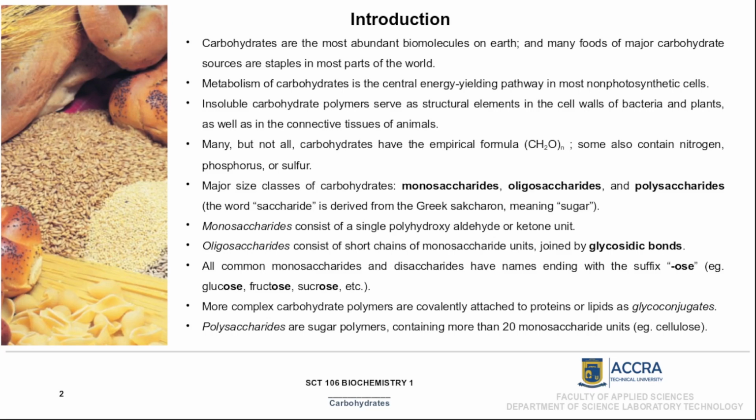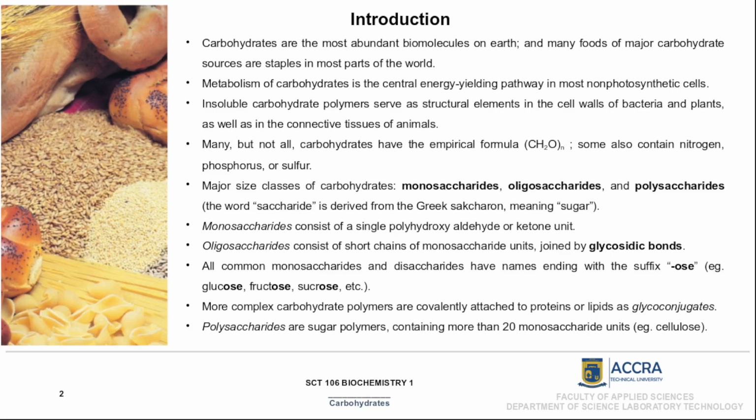Monosaccharides, or simple sugars, consist of a single polyhydroxyaldehyde or ketone unit. The most abundant monosaccharide in nature is the 6-carbon sugar glucose, sometimes referred to as dextrose. Monosaccharides of more than 4 carbons tend to have cyclic structures.